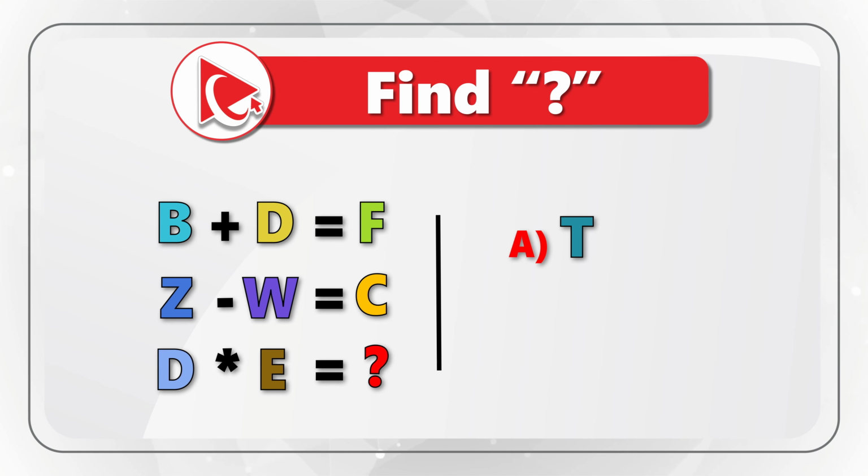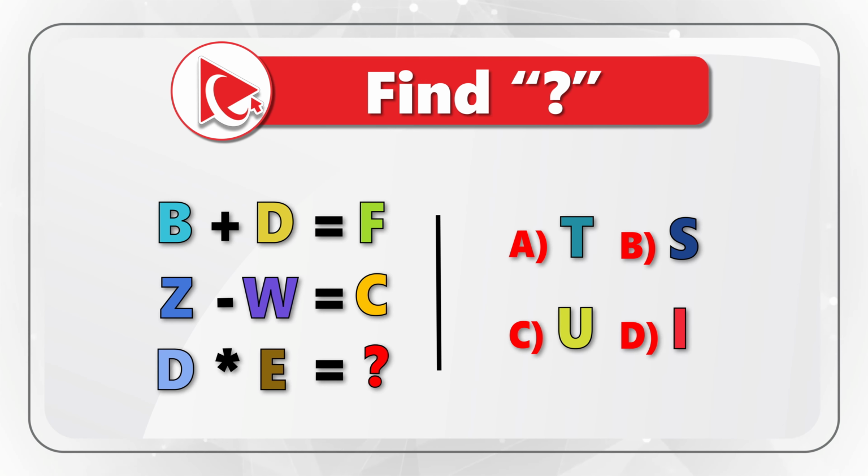Choice A, T. Choice B, S. Choice C, U. And last but not least, choice D, I. Take a close look to see if you can come up with the missing item. I'm going to give you a quick hint here. To solve this challenge, you need to know the English alphabet. But it's one of the simplest alphabets available, with only 26 letters.